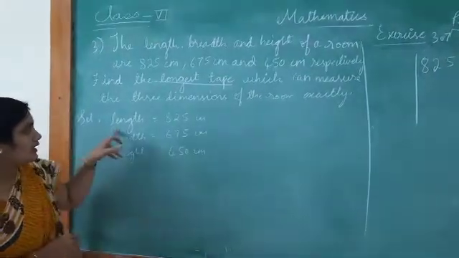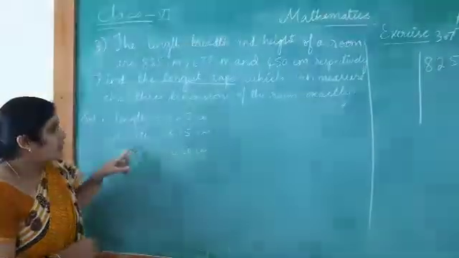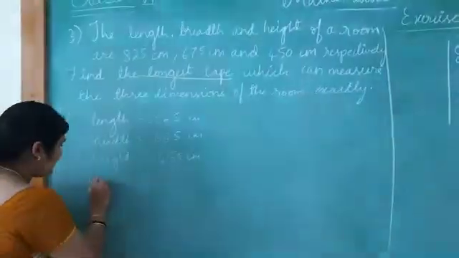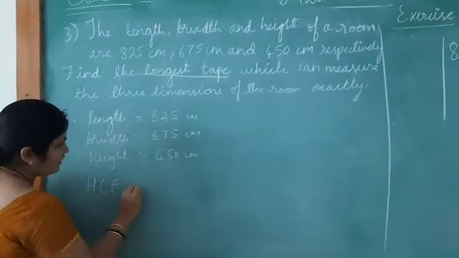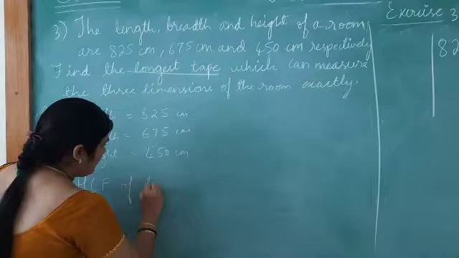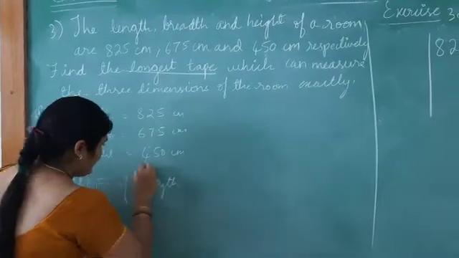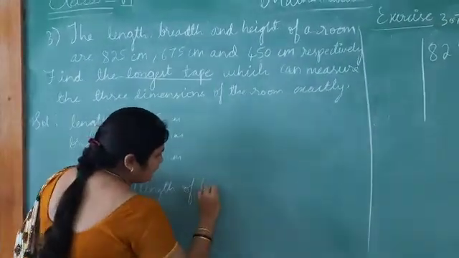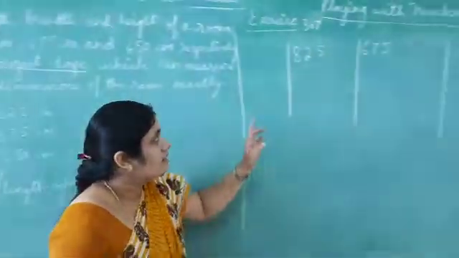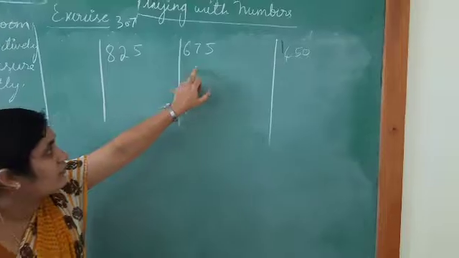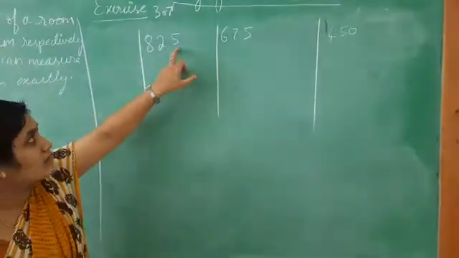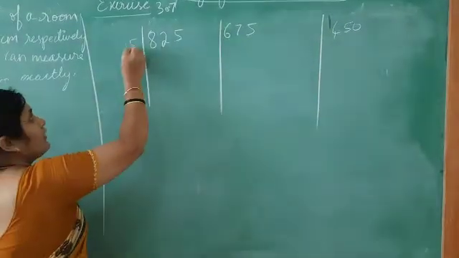Consider the given numbers. Length is 825 centimeter, breadth is 675 centimeter and height is 450 centimeter. So the HCF you should find out. The length of the tape is equal to what? Let us find out the HCF. 825, 675 and 450 are the 3 measurements which are given. As you can see, the number ends with 5. Let us consider 5.